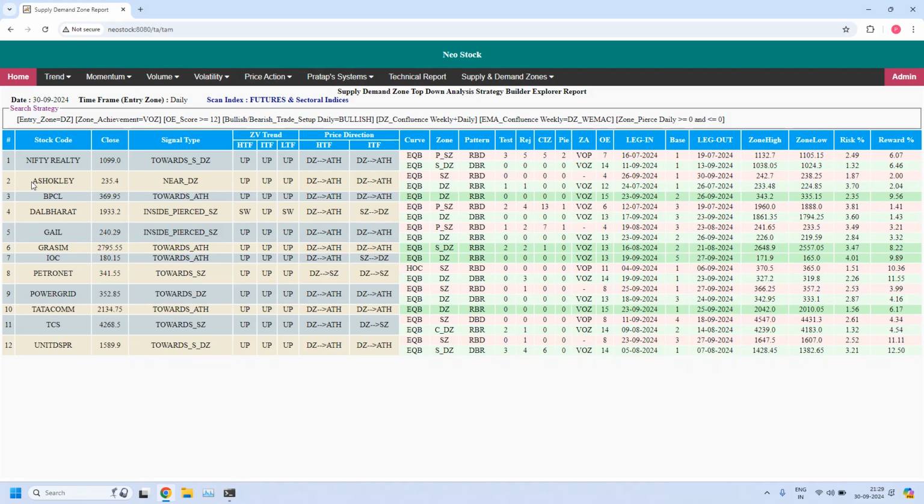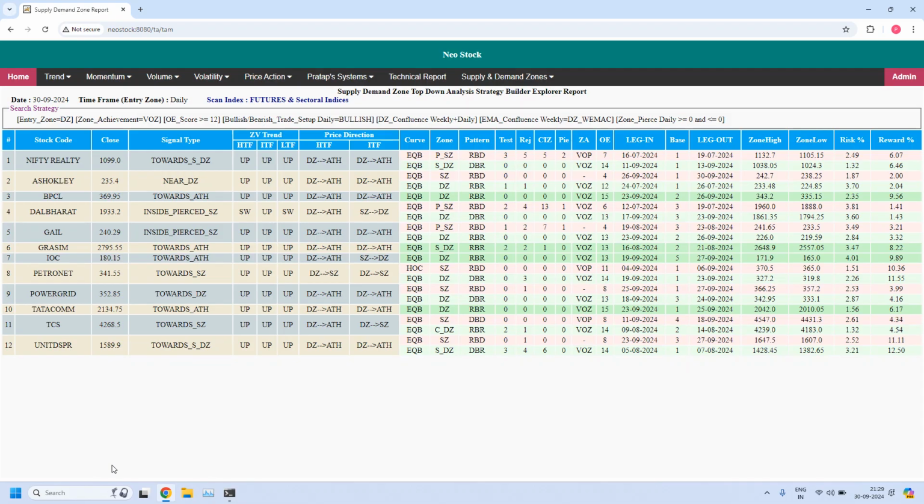And out of these, look into Ashok Leyland. This is near, that is already tested once. So you need to check the order flows. You know how to find the fine-tuned 5-minute zones. Okay. So these are the bullish trade setups having ITF confluence and also ITF EMA confluence, that is weekly EMA confluence. And daily zones are part of the weekly zones. Trend is also uptrend, that is weekly trend.